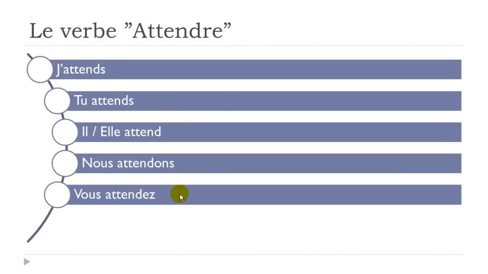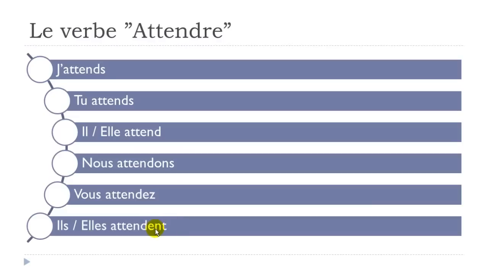Vous attendez. And the last one, same thing, classic ending for il, elle at the plural form, ENT, but then you don't pronounce them. Ils attendent. Remember you get to pronounce this D at the end. Elles attendent. If you make the link, ils attendent, elles attendent. So let's read them: j'attends, tu attends, il attend, elle attend, nous attendons, vous attendez, ils attendent, elles attendent.